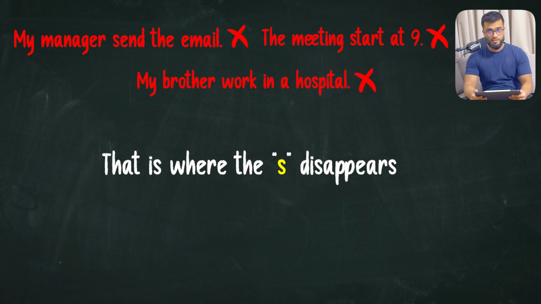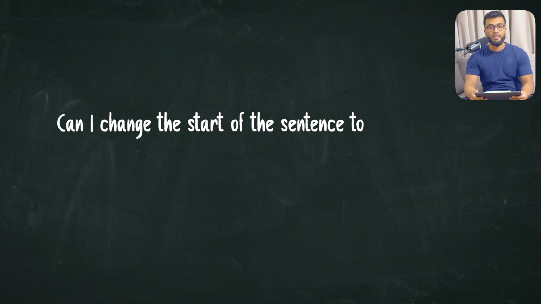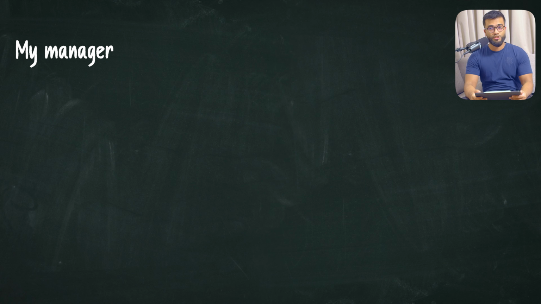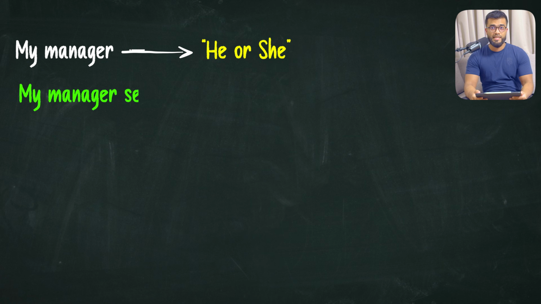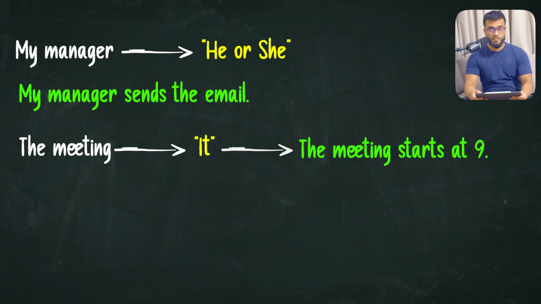So here's the test for you. Before every sentence, ask yourself one question. Can I change the start of the sentence to he, she, or it? If yes, add the S. Let's try it. My manager. Change it to he or she. So, my manager sends the email. The meeting. Change it to it. So, the meeting starts at 9.